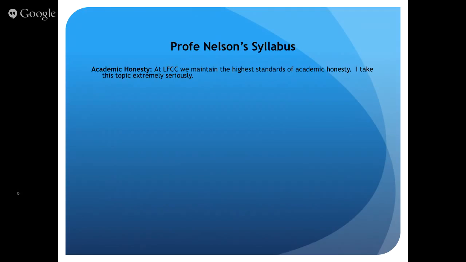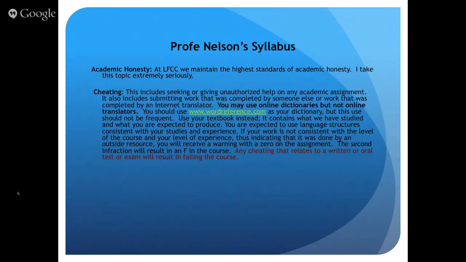At LFCC, we maintain the highest standards of academic honesty, and I take this topic extremely seriously. Cheating. This includes seeking or giving unauthorized help on any academic assignment. It also includes submitting work that was completed by someone else or work that was completed by an internet translator. You may use online dictionaries, but not online translators. You should use wordreference.com as your dictionary. But this use should not be frequent. It shouldn't need to be.